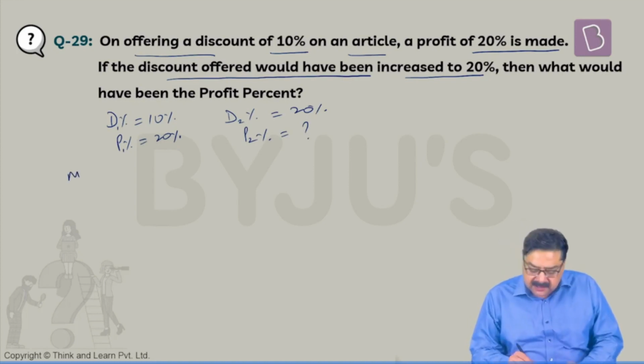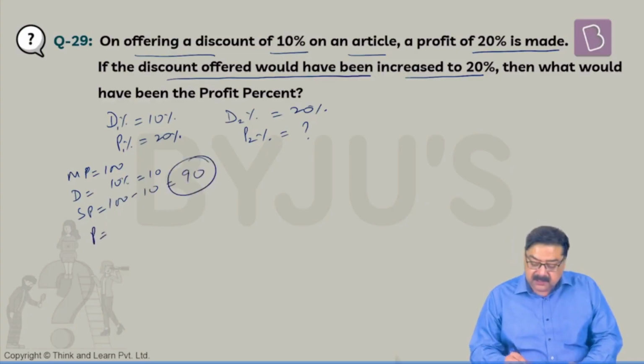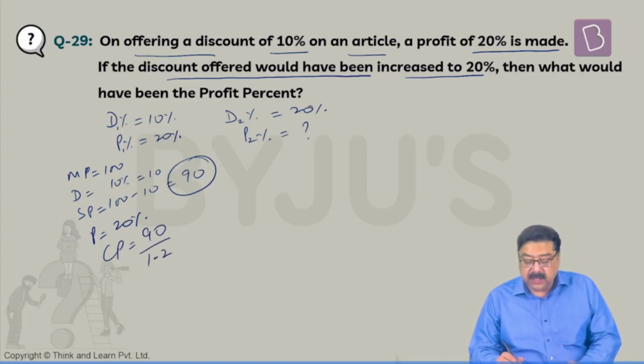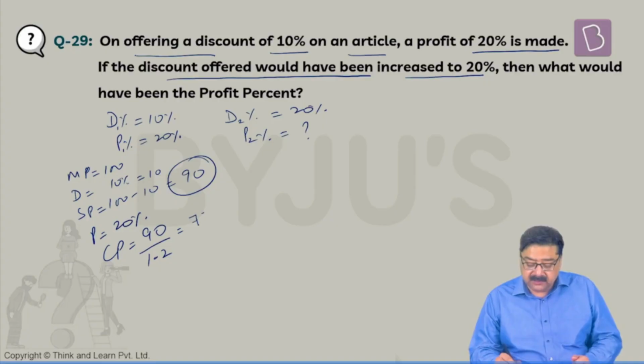Now let us take an instance that marked price is rupees 100. Discount is 10%, which is rupees 10. So selling price will work out to be 100 minus 10, that is 90 rupees. Now the profit is 20%. So cost price is selling price by (1 plus profit percent), that is 1.2 times. So 12 sevens are 84. 6 remaining combined with a 0. So 60, so 7, so 12 fives are 60. So the cost price works out to be 75 rupees.